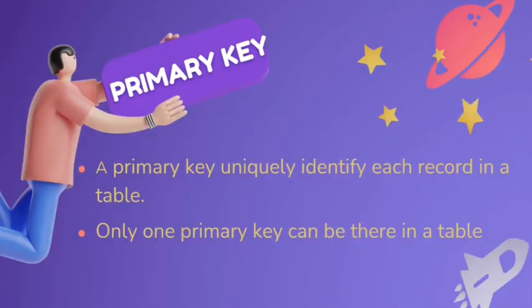Now let us see about the primary key. What is a primary key? A primary key has the capability to uniquely identify each record in a table. That means only one primary key can be there in a table. Now, what is a foreign key?